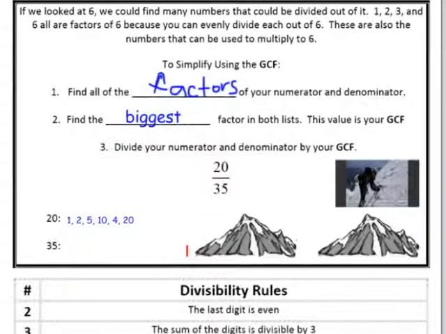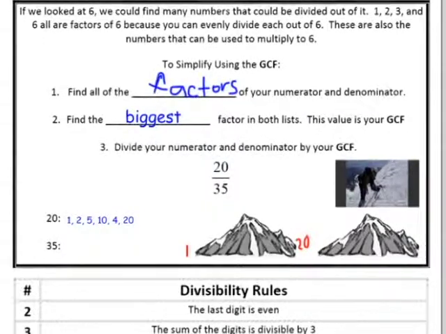The mountain method allows you to find the factors in order. Always start with 1 and the number. So I'll do the numerator first, 20. And then we start climbing the mountain. Go up the left side of the mountain in order, 1, 2, 3, 4, etc.